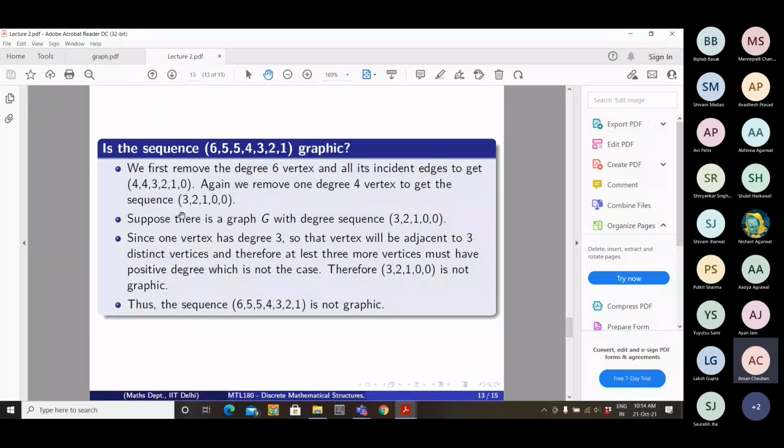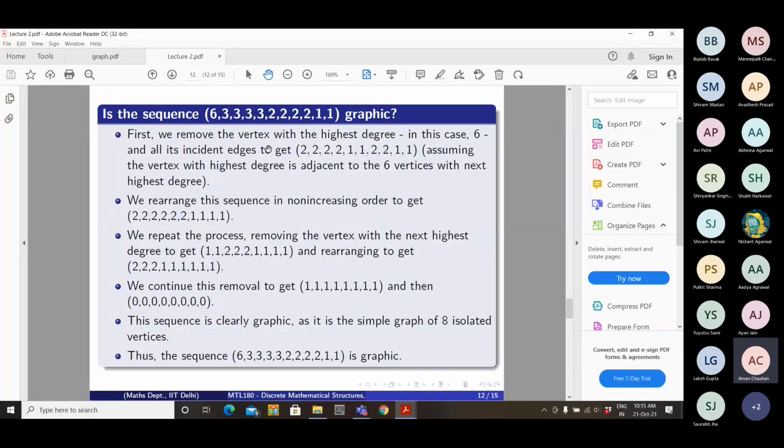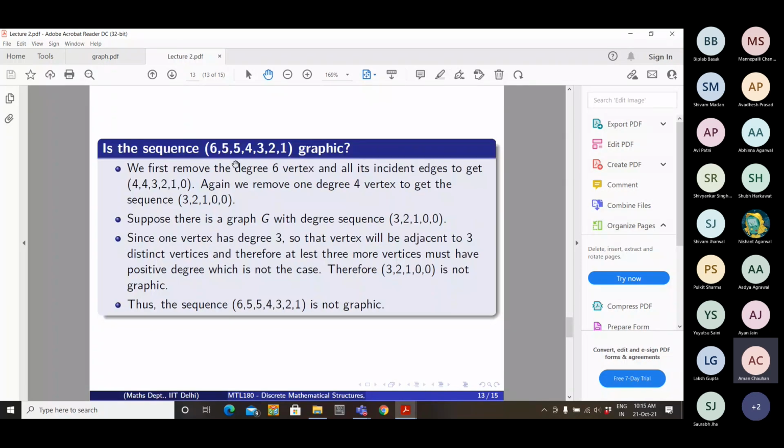Means 3 2 1 0 0 is not graphical, and therefore by the Havel-Hakimi theorem, the earlier sequence is not graphical, means this degree sequence is not graphic. Okay, so we have seen by the Havel-Hakimi theorem, we have proved that the earlier degree sequence is graphic, and by this example that this degree sequence is not graphic. So we have both the examples. So is it clear?